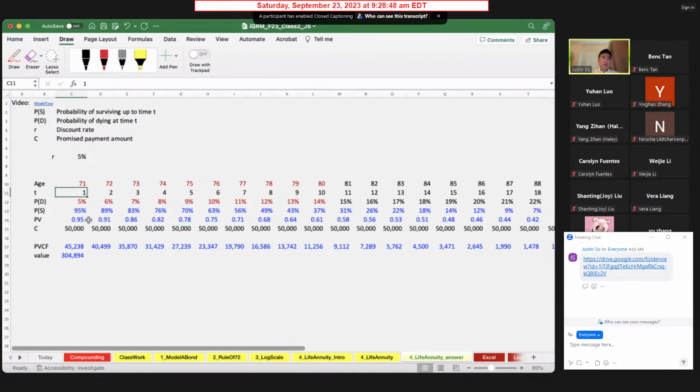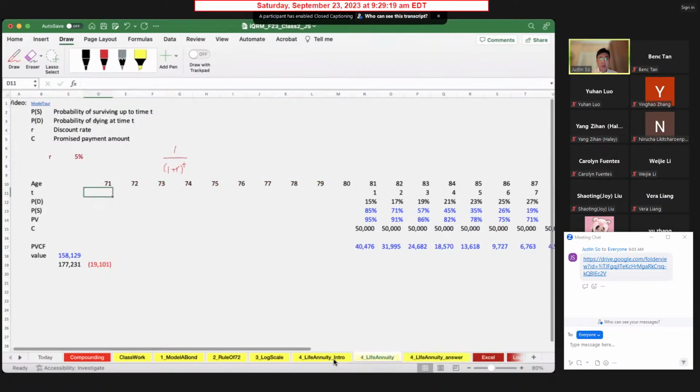Also, the probability of dying at age 71 should be less than at 81, right? So in applying the same principle, you actually decrease that percentage by 1% every year. Remember, 15 was our setup for age 81. So you decrease by 1% to 14, 13. It comes down to 5% at age 71. So this is a reasonable assumption.